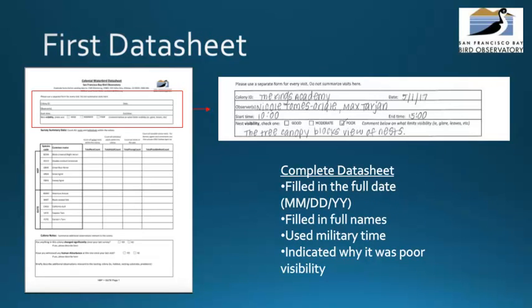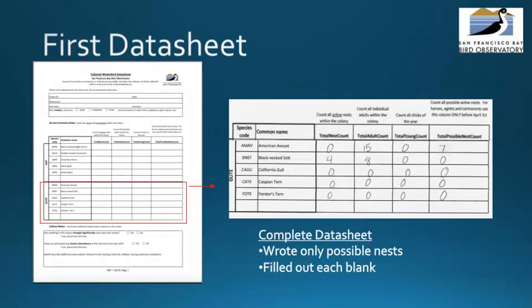This is what the first page of the datasheet will look like. In a complete datasheet, the whole colony name is written, a full date is used, full observer names are recorded, military time is used for start and end times, and the reason for poor visibility is recorded if the colony was difficult to see.